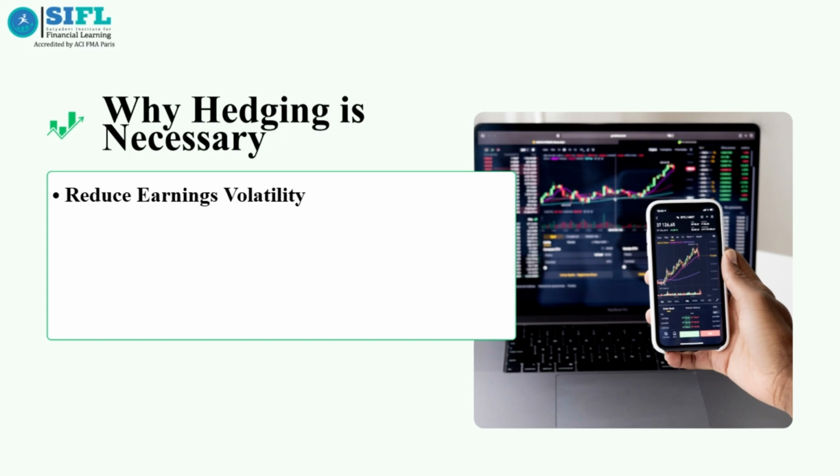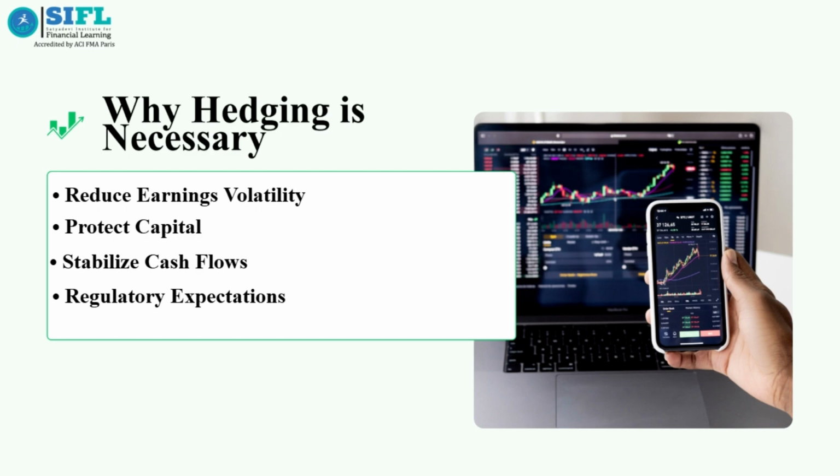The primary purpose of hedging is to reduce earnings volatility. By offsetting adverse market movements, institutions avoid sudden swings in profit and loss. Hedging also helps protect capital by limiting the impact of unfavorable price movements on the balance sheet. Another key objective is to stabilize cash flows, especially when future inflows and outflows are exposed to interest rate or foreign exchange risk. Finally, effective hedging supports regulatory expectations, as regulators expect banks to actively manage and mitigate market risks rather than simply measure them.